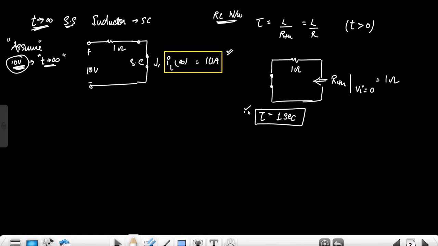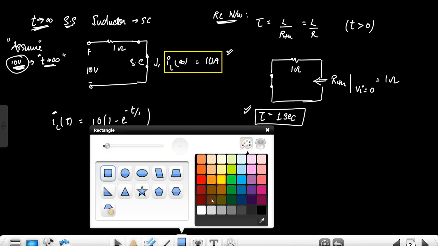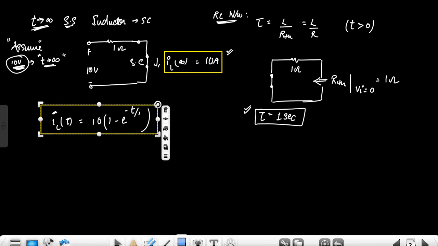If you know all these concepts, you can fast forward this video. So the current equation IL of t is 10 times 1 minus e raised to power minus t upon tau, where tau is 1. According to this equation the inductor current is increasing, which is simply like this.